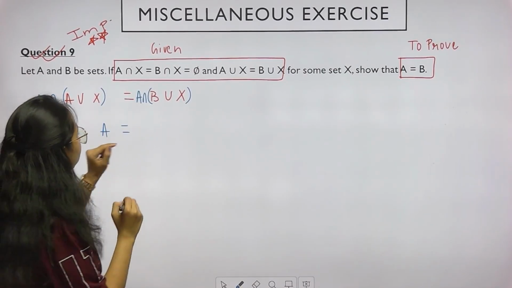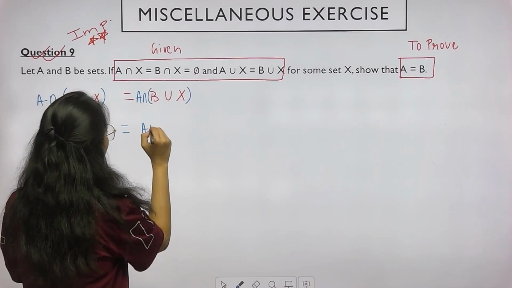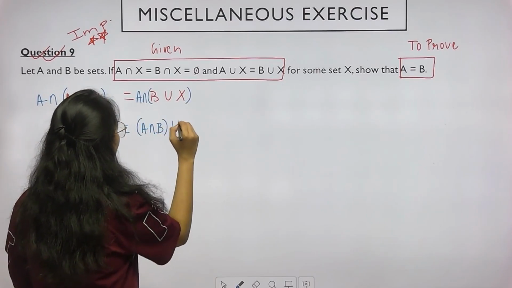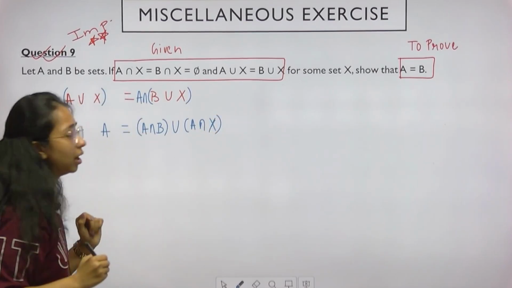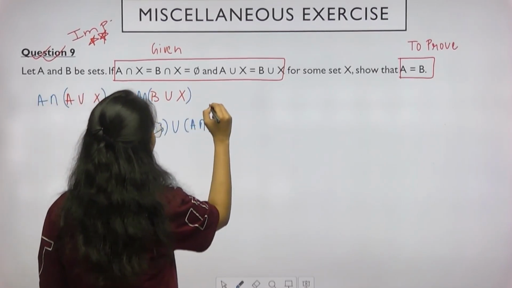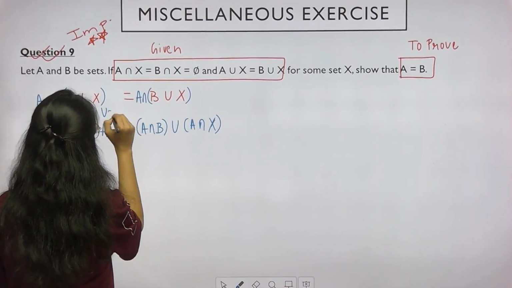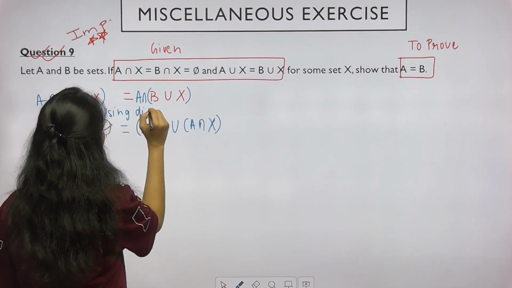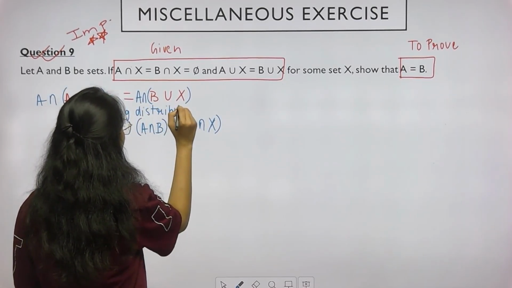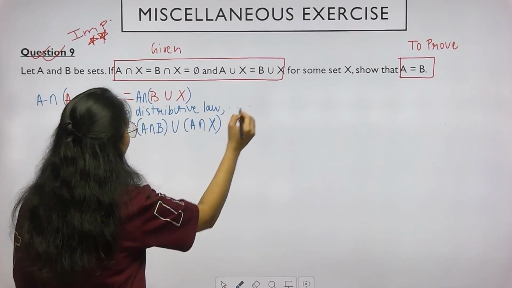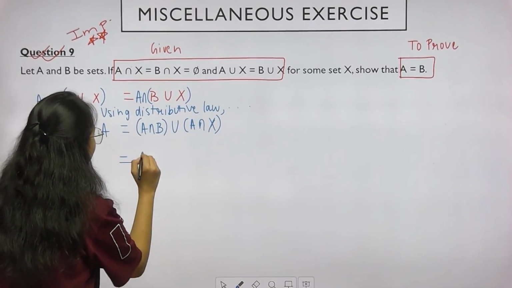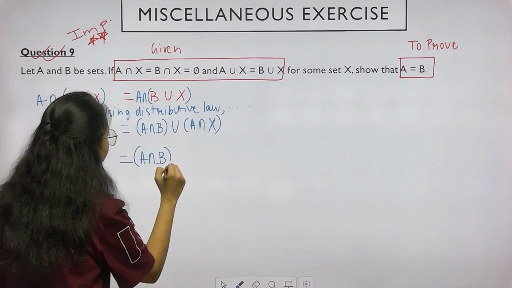Now, here we'll use the distributive law. It becomes A intersection B union A intersection X. Clear? So here I'll write using distributive law. You need to write using distributive law, or you also need to mention the law.